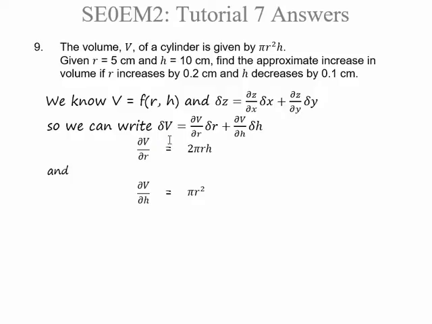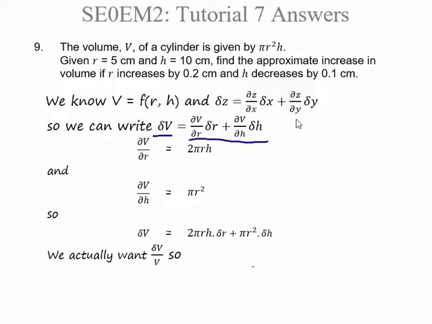Substituting those values into this equation here, we're going to get delta V is equal to 2 pi r h dr plus pi r squared dh. Now, what we actually want is not delta V, but delta V over V. So I'm going to divide the left-hand side of this equation by V, and I'm going to divide the right-hand side of this equation by pi r squared h.